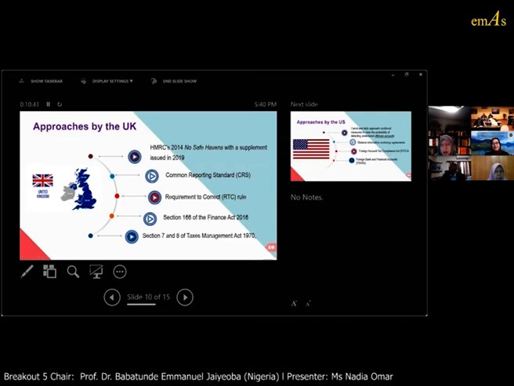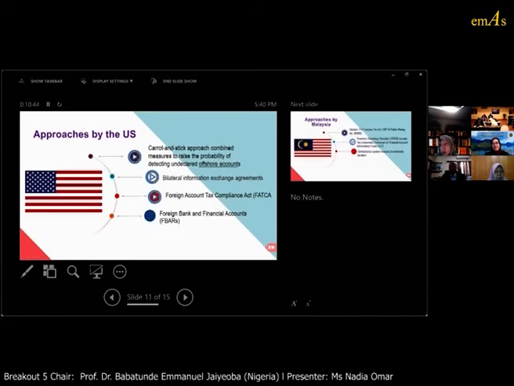So these two make it compulsory to declare offshore assets. Then how about the US? These are all the approaches taken by the US in order to prevent, to curb, to minimize offshore tax evasion. The most important is the foreign bank financial accounts, whereby US taxpayers need to declare their foreign assets, their offshore assets, if they are more than 10K dollars.